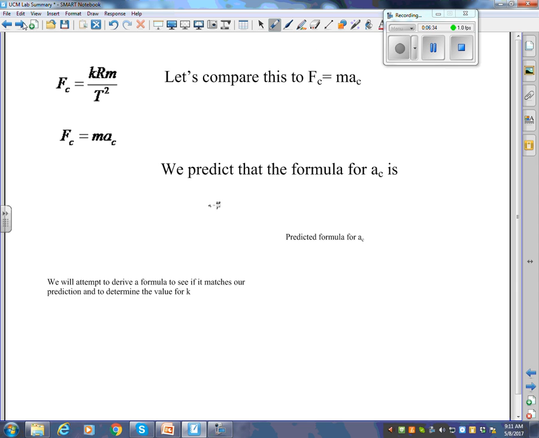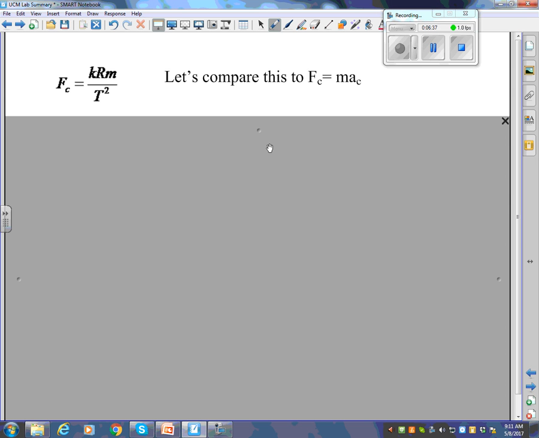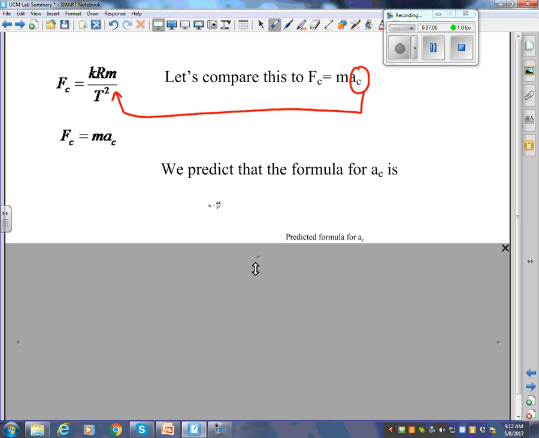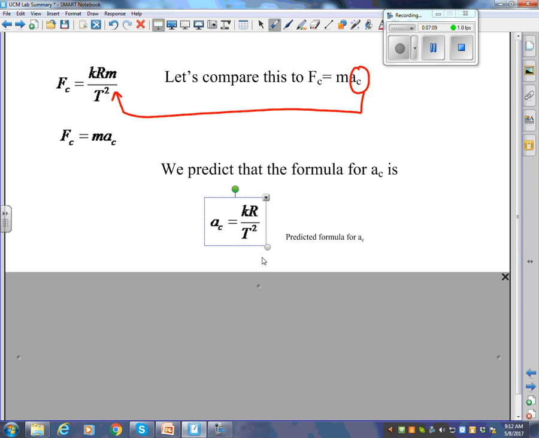If you compare this to F equals ma, the old Newton's laws stand by, right? If you compare this to F equals ma, I got F on the left, I got F on the left. I got m over here on the right, I got m on the right. So what is the value of ac? What would it be? I heard someone say something. Right? Here's the m. Go ahead, Sean. You're right, I'm sure you are. kr over T squared. We're going to predict then that the formula for centripetal acceleration is kr over T squared. This is our predicted formula.